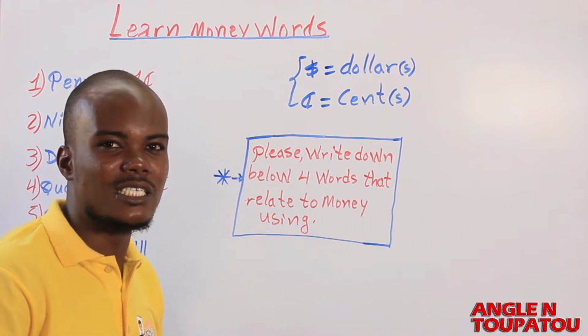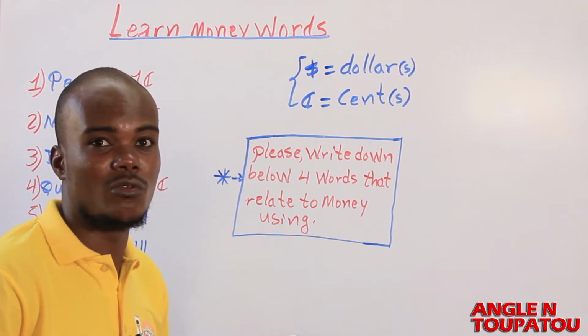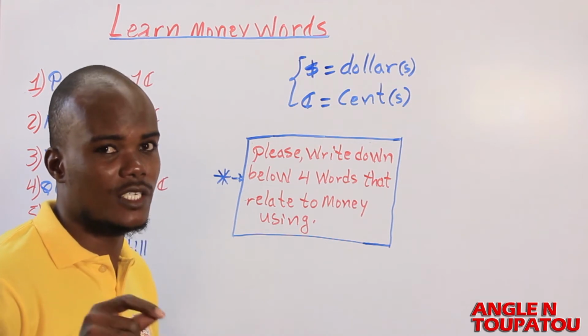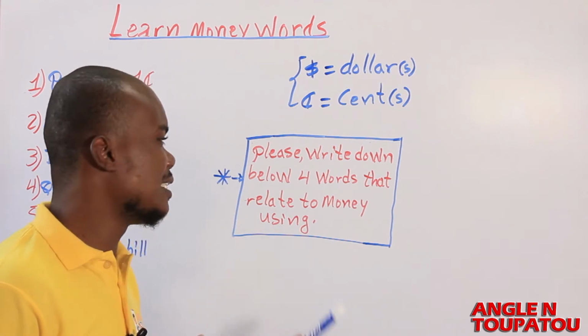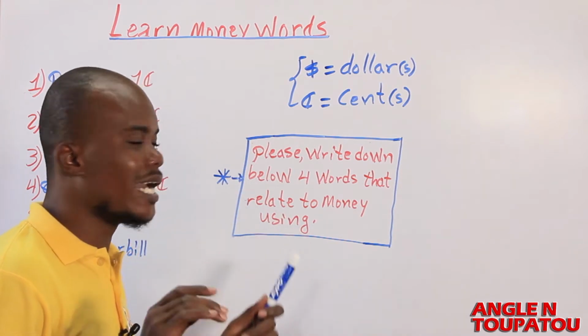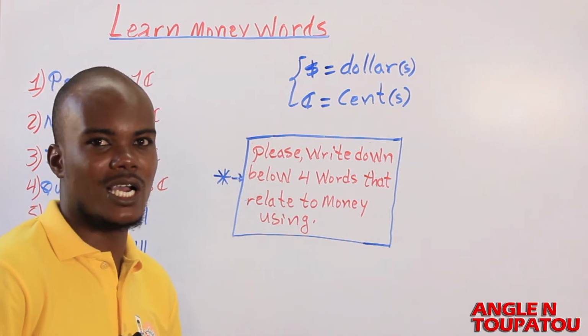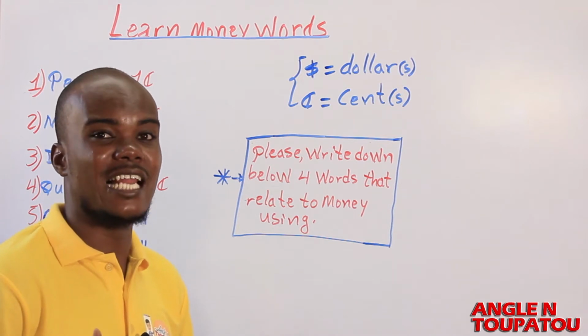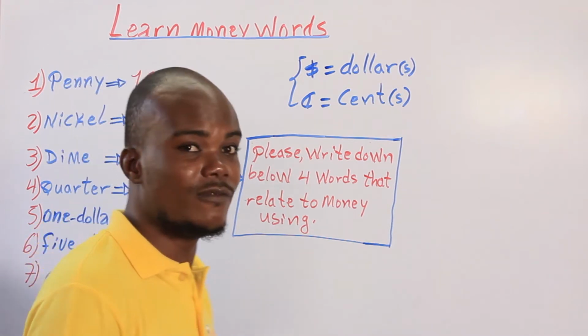Ça veut dire dans l'utilisation de l'argent, qui exige l'utilisation ou bien parler de l'utilisation de l'argent. This is what you have to do while watching the video now. Pendant que vous regardez la vidéo, faites commenter quatre vocabulaires qui parlent de l'argent. OK? Vous relatez l'argent.